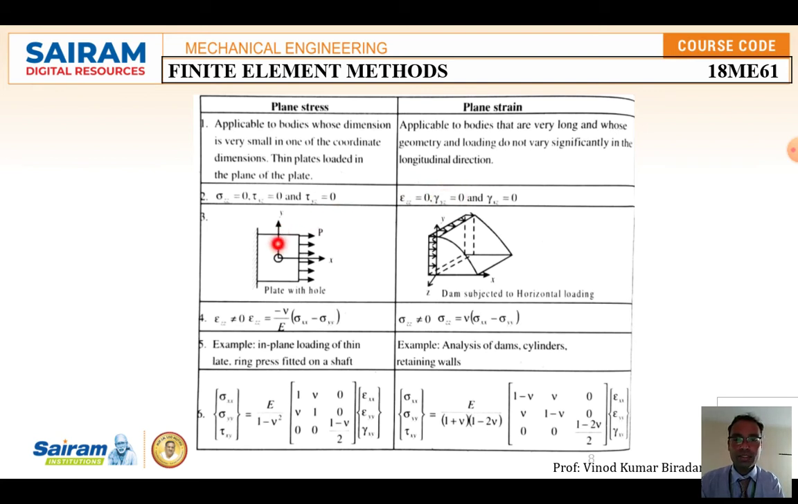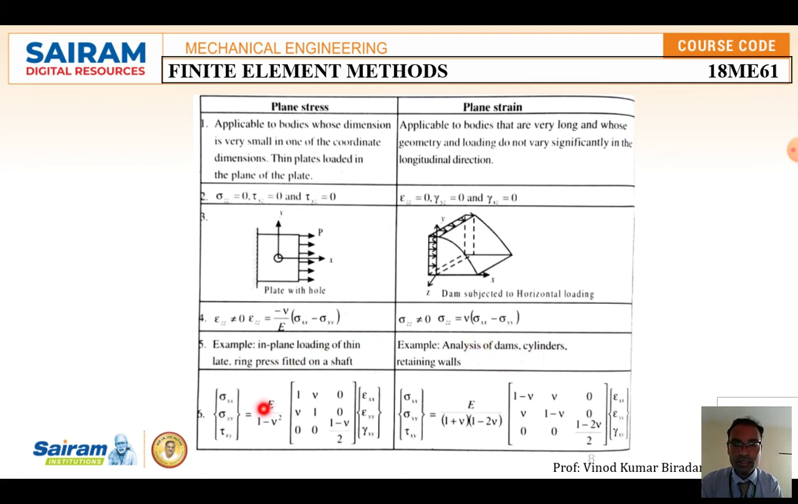Look at this diagram, a plate with a hole. Here very small dimensions are present in that. But here we are going to consider a long pipe. This is about the dam due to a horizontal loading, with a uniformly distributed load in this diagram. So coming to the fourth condition, that is the strain along the z direction is equal to 0, but here the stresses will not be equal to 0 in the third direction. What are the examples? In-plane loading of a thin plate, or a ring press fitted on a shaft. Analysis of a dam, cylinder, and retaining walls are some of the examples for plane strain.